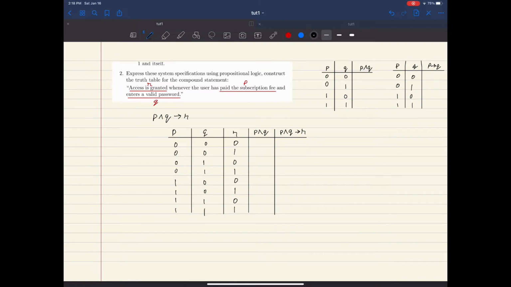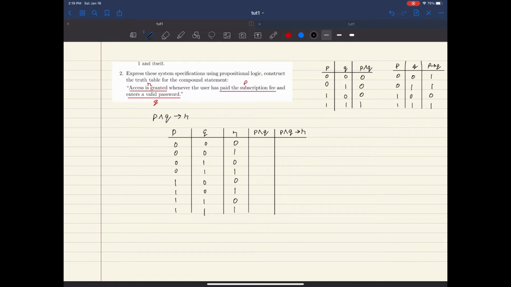So before we write, let's look at the truth table for P and Q. It's 1 only when P and Q are both 1, otherwise it's 0. And for P implies Q, it's 1 when Q is 1, we don't care about P, and 1 when both P and Q are 0. And when P is 1 and Q is 0, it's 0.